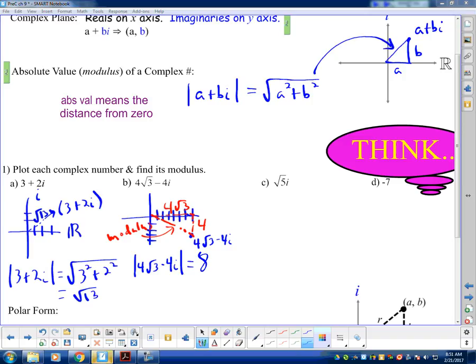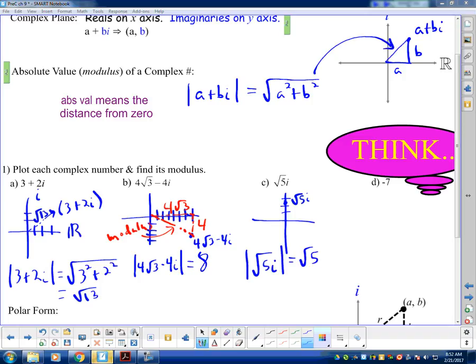Just something to think about here. If I graph this one, square root of 5i. Square root of 5 is somewhere between 2 and 3. Maybe right about here, I'll put a dot. So there's root 5i. What do you think the modulus would be of that? I'm right on the axis. Yeah. The modulus of root 5i is just equal to root 5.